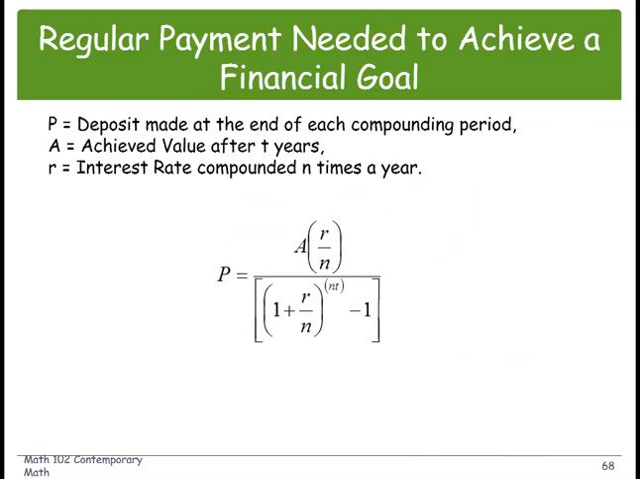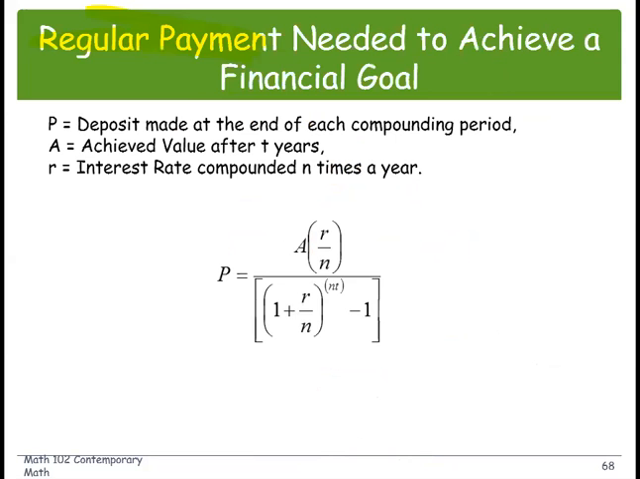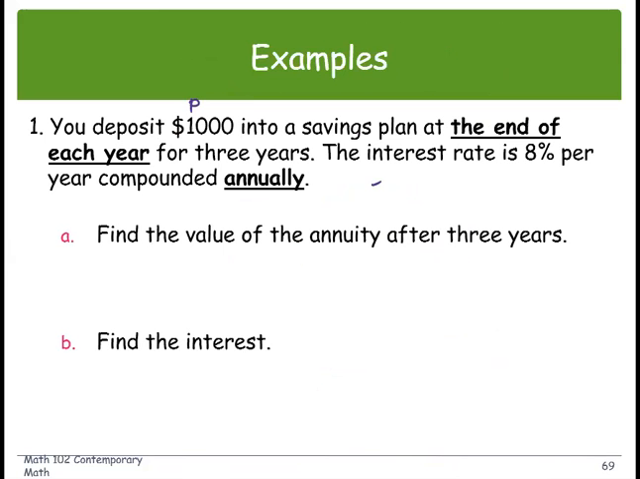In the case that you are going to compute the regular payment, how much you have to put away in order to achieve a financial goal, just rearrange the formula for the value of the annuity by solving for P. The formula to find P, the regular payment, would be A, your financial goal, multiplied by the quantity R over n, divided by the quantity (1 plus R over n) raised to the power nt, subtracted by 1.